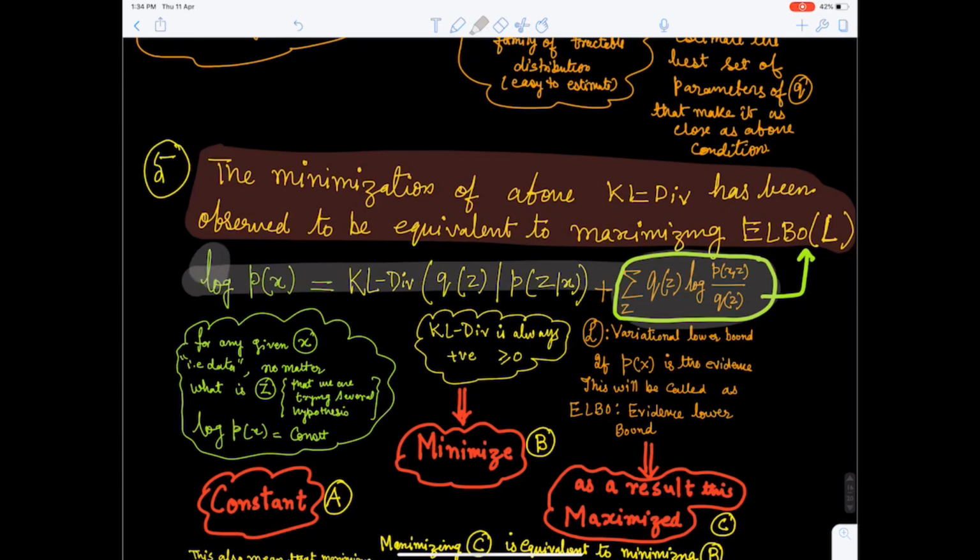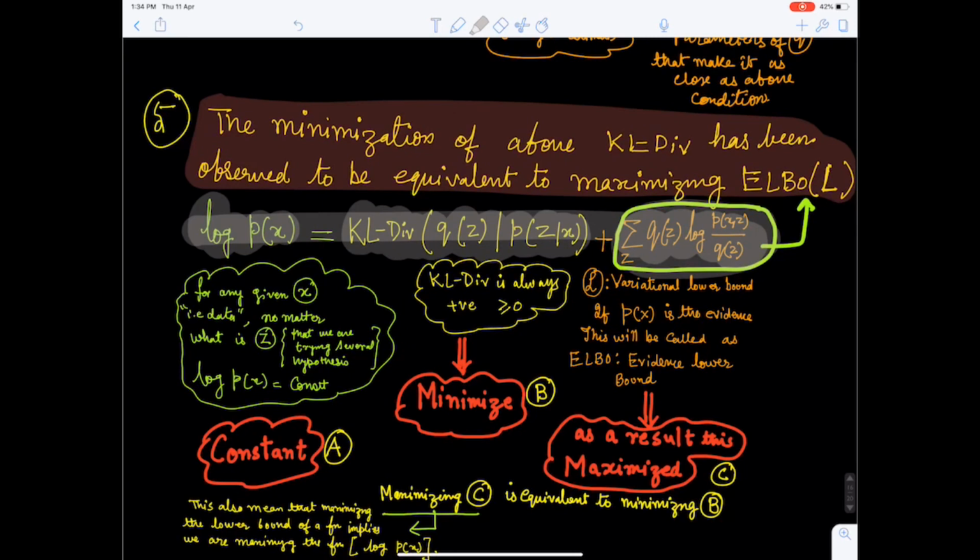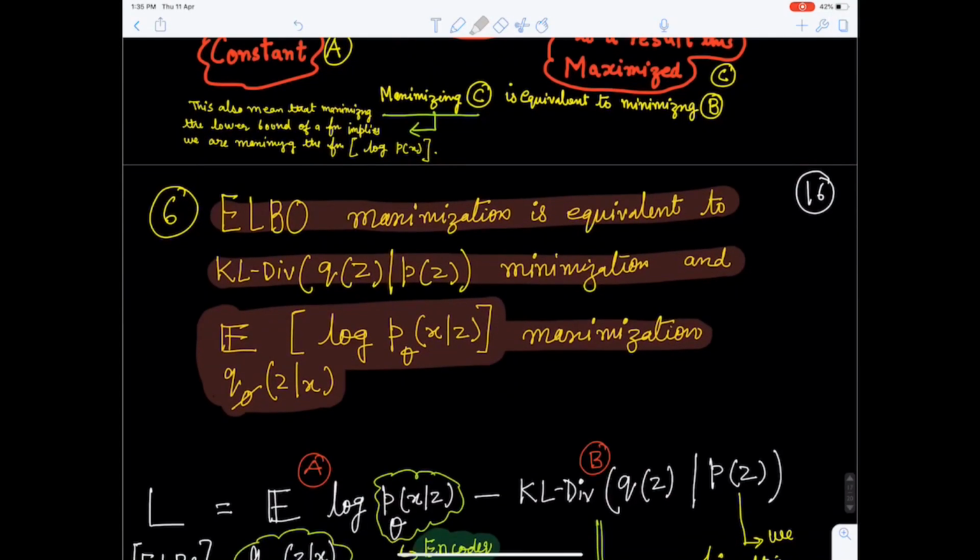Then we have said that since this is constant, if you wanted to minimize this, we wanted to do, minimize this, which is essentially equal to the maximization of this. Maximization of this is also going to be meaningful, because it's also going to somehow boost the value of your probability of X for the given full data set. So instead of minimizing this, we moved to maximize our ELBO. ELBO maximization is equivalent to the KL divergence minimization between this and this, plus log likelihood expectation maximization. Log likelihood maximization.